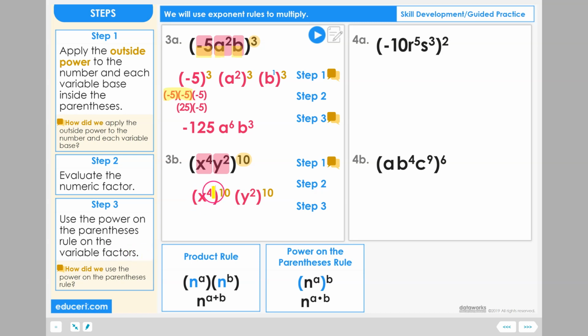Use the power on the parentheses rule on the variable factors. X to the fourth power all to the 10th power is x to the 4 times 10, x to the 40th power. Y to the second power all to the 10th power is y to the 2 times 10, y to the 20th power.